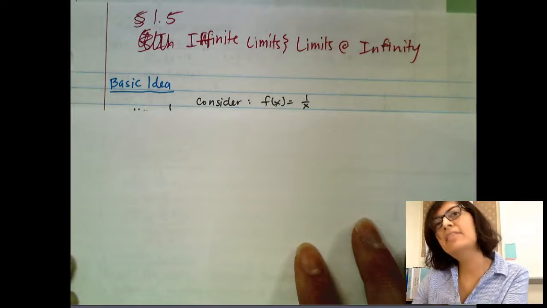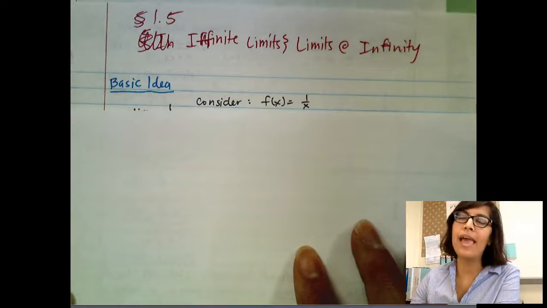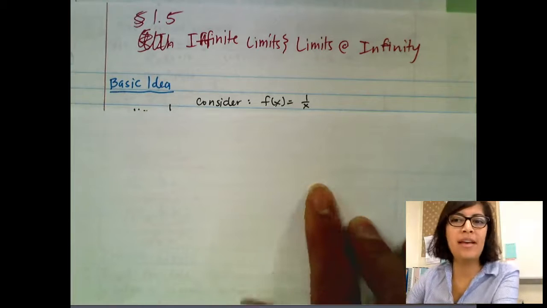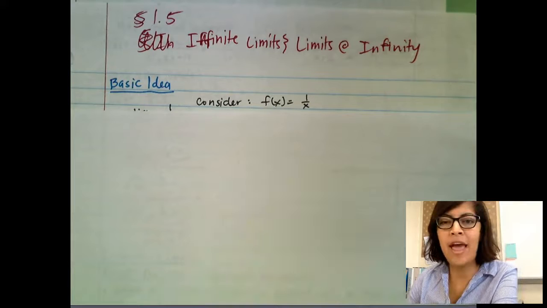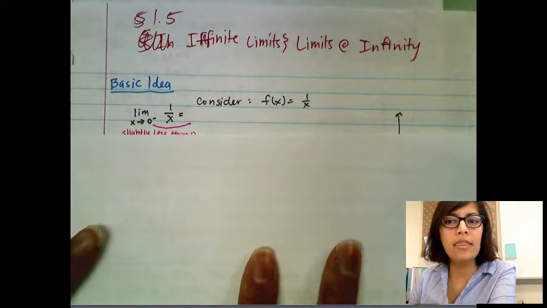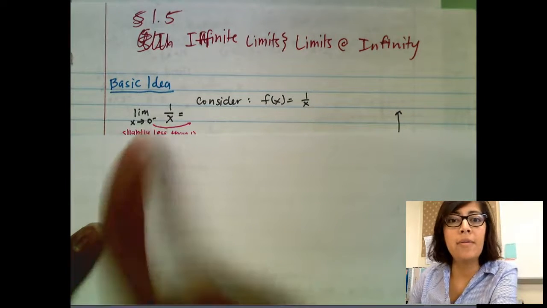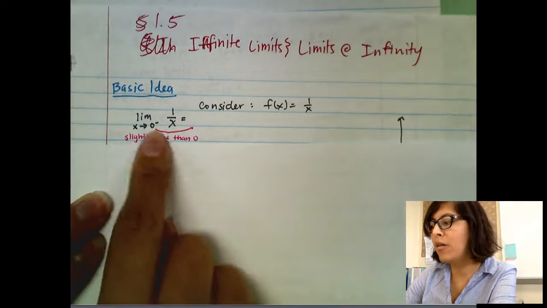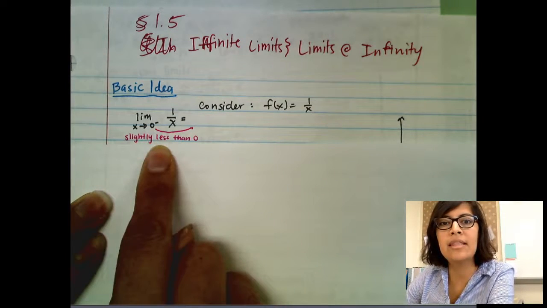Hey guys, we're going to be starting with section 1.5, which is infinite limits and limits at infinity. Before we get started, we're going to give you the basic idea of what we're going to be looking at. We're going to consider the function f of x equals 1 over x. Let's look at the limit as x approaches 0 from the left, meaning we're looking at numbers slightly less than 0. That's what this little minus sign means.